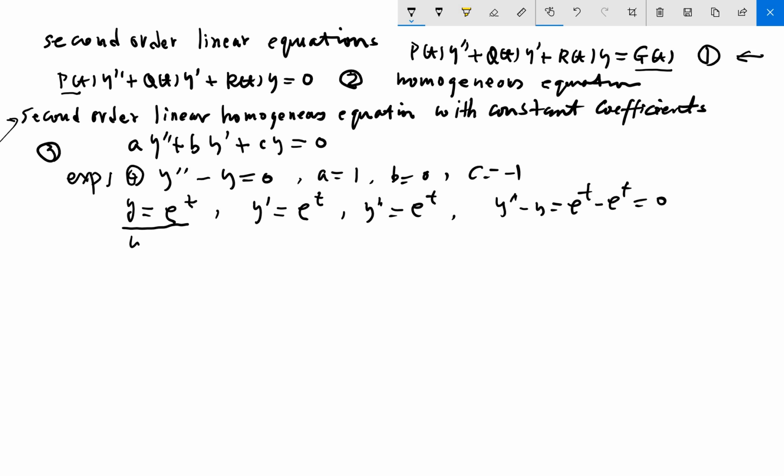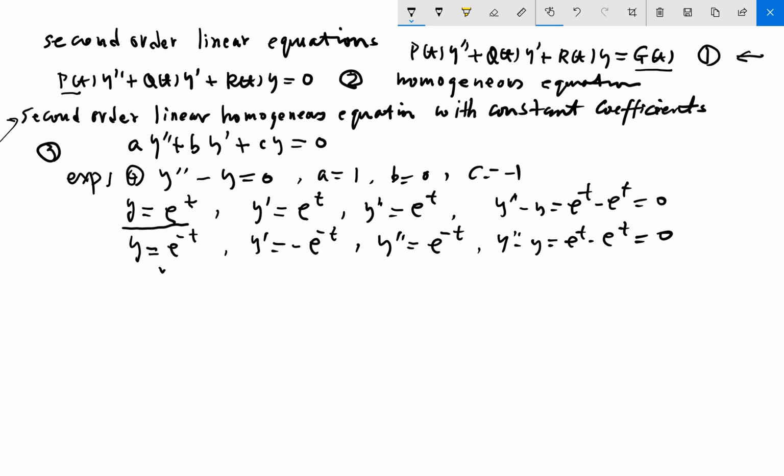Now I claim e to the negative t is also a solution. You can check that. Let's check. y prime, taking a derivative, gives you negative e to the negative t. Take a derivative again, and you get positive e to the negative t. Again, y double prime minus y is e to the negative t minus e to the negative t, which gives you 0. So that's another solution.